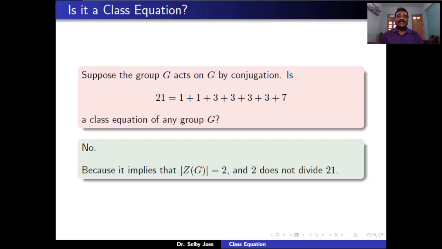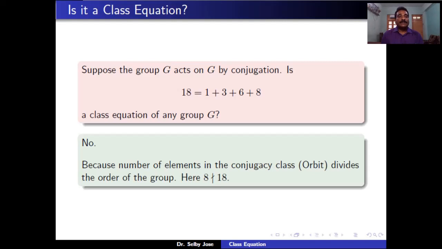What about 21 equals 1 plus 1 plus 3 plus 3 plus 3 plus 3 plus 7? Is it a class equation of any group of order 21? This is also not true because this 1 plus 1 indicates the sum of the cardinalities of trivial conjugacy classes. Taking the union of the trivial conjugacy classes will give you the center of the group. This means that the order of the center of the group is 2. But we know that the center of G is always a subgroup of the group G, and by Lagrange's theorem, the order of the center of G divides the order of the group. That means 2 divides 21, which is not possible. Therefore, this is not a class equation of any group of order 21.